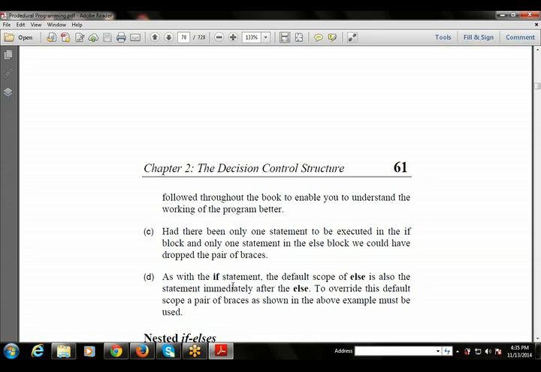Next point says, had there been only one statement to be executed in the if block and only one statement in the else block, we could have dropped the pair of braces. Last point says, as with the if condition, the default scope of else is also the statement immediately after the else statement. To override this default scope, a pair of braces will be used, that is, use the pair of braces to avoid conflict among the statements.